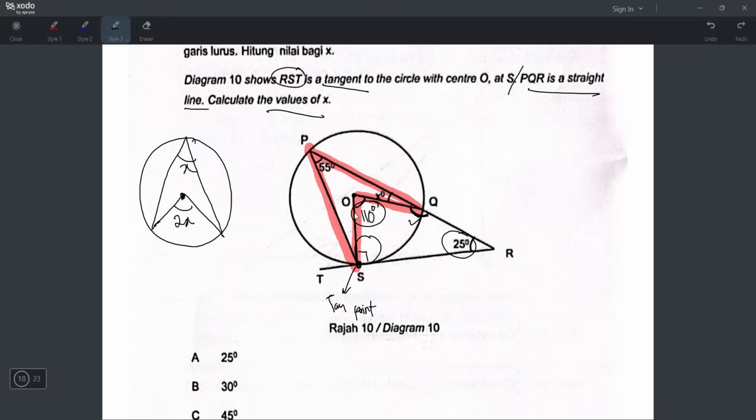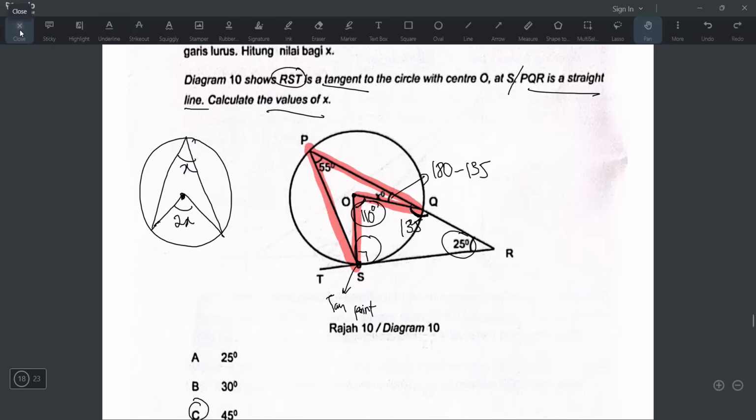And then minus 25. So my calculator gives me 135. And then finally to get X, you just do 180 minus 135. So you should get 45. So the answer is C. Yep, that's all.